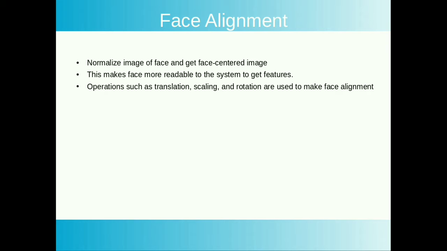The next step is face alignment. After we have detected the face, we need to normalize the image of the face, which means to get the face centered. This will make the face more readable to the system to get features. Operations such as translation, scaling, and rotation are used to make face alignment.